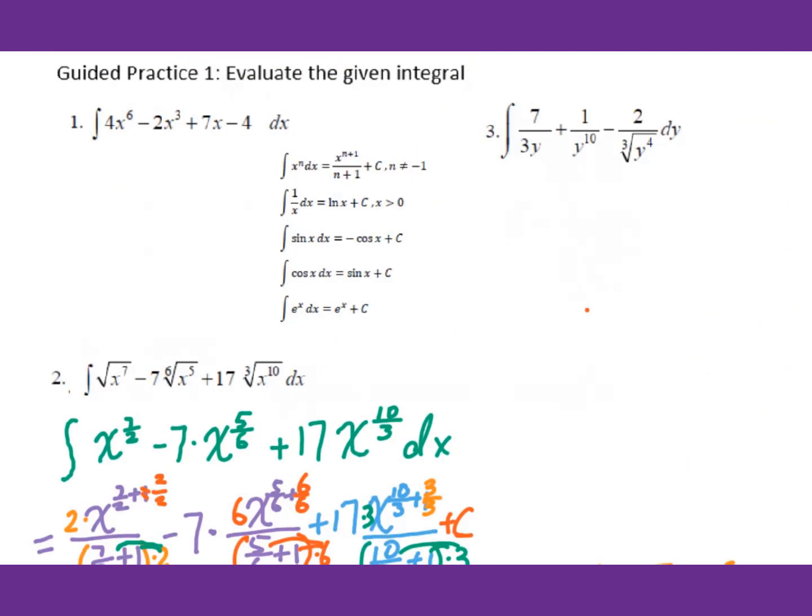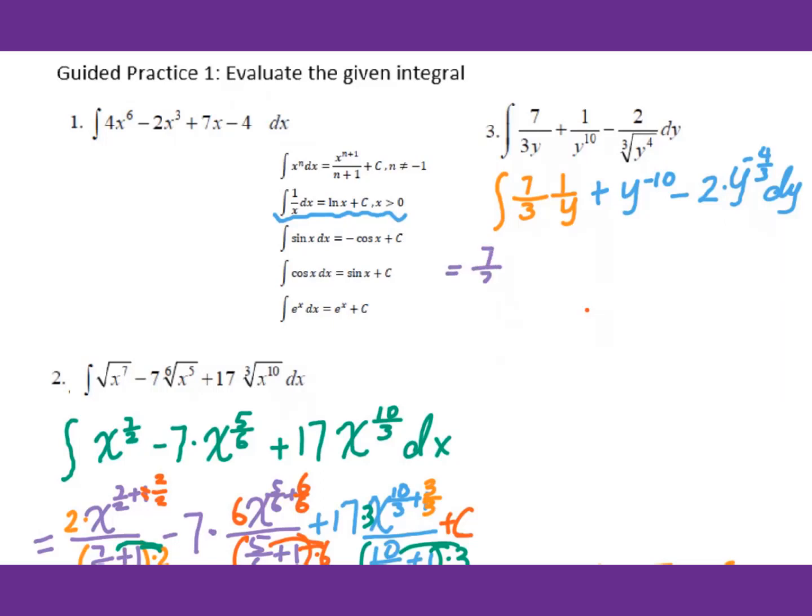Basically, it's over y. That means 7 over 3, 1 over y, because for 1 over y we can use this formula. Then plus y to the negative 10th power minus 2 times y to the negative 4 over 3rd power dy. So you will get 7 over 3 natural log of y.